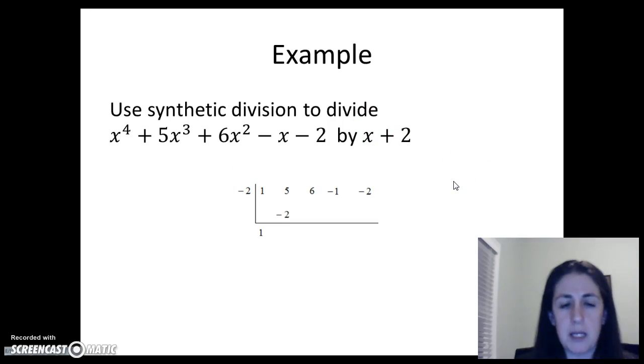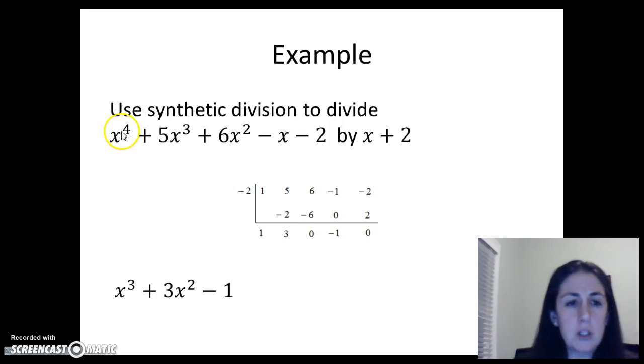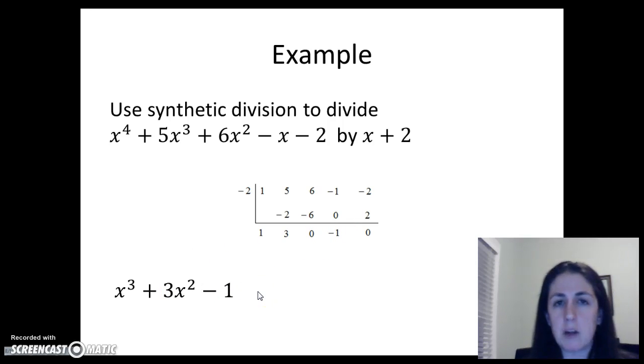Add vertically, multiply diagonally. Add vertically, multiply diagonally. Add vertically, multiply diagonally, and then add vertically. So remember, this is starting 1 less, so this was the exponent 4, so this is our x to the 3rd, x squared, x's, no x's, and then this would be our remainder, but in this case we don't have a remainder. So when we take x to the 4th plus 5x cubed plus 6x squared minus x minus 2 and divide it by x plus 2, we end up with 1x cubed plus 3x squared plus 0 x's, which we don't need to list, minus 1. No remainder, so we don't need to include that.